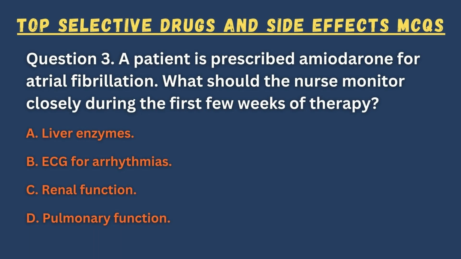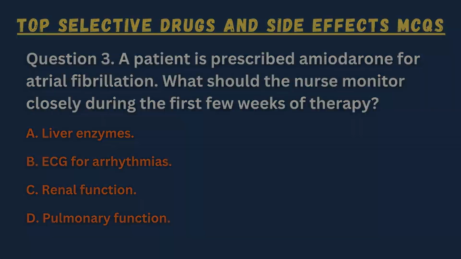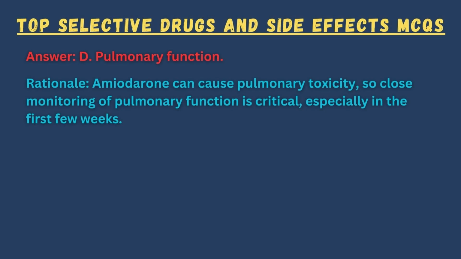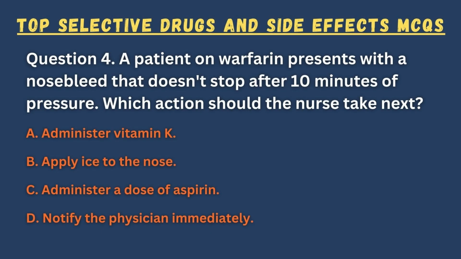Question 3. A patient is prescribed amiodarone for atrial fibrillation. What should the nurse monitor closely during the first few weeks of therapy? A. Liver enzymes. B. ECG for arrhythmias. C. Renal function. D. Pulmonary function. Answer: D. Pulmonary function. Rationale: amiodarone can cause pulmonary toxicity, so close monitoring of pulmonary function is critical, especially in the first few weeks.